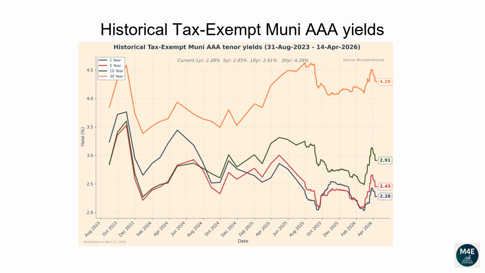This line plot and the next plot show how each tenor of the Muni yield curve has changed over time. From the 31st of August 2023 to the 14th of April 2026, the 1-year yield has dropped from 3.24 to 2.28. The 5-year yield has dropped from 2.85 to 2.45. The 10-year yield has increased from 2.84 to 2.91. The 30-year yield has increased from 3.85 to 4.29.